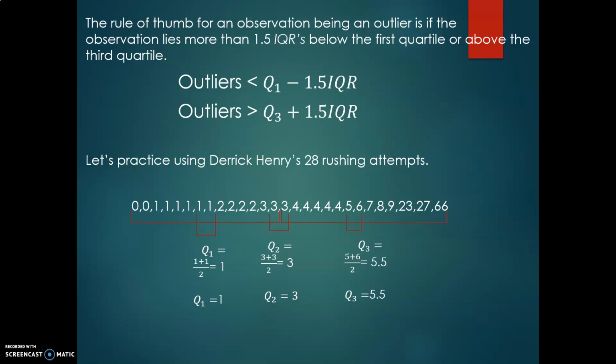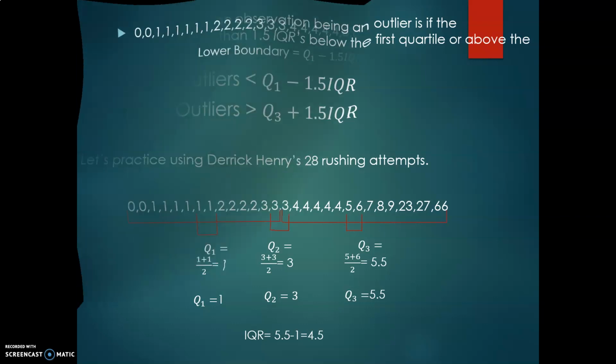So now that I have my first quartile and I have my third quartile, that means I can find my IQR, or interquartile range. So if you remember correctly, you take Q3, subtract Q1 from it. So 5.5 minus 1 gives us 4.5. So our interquartile range is 4.5.